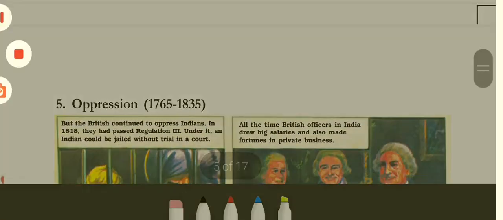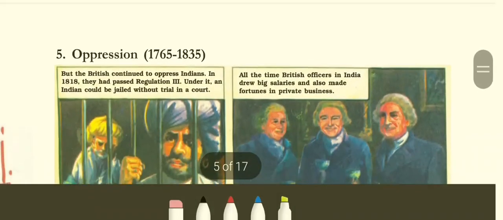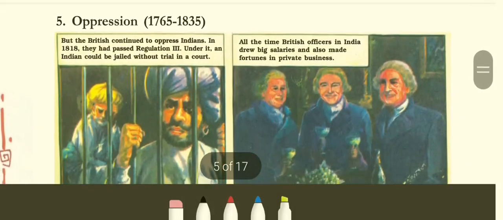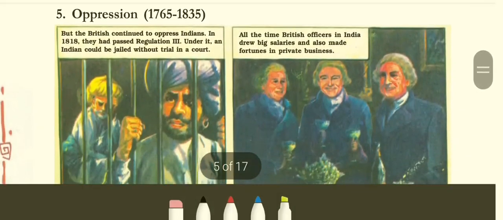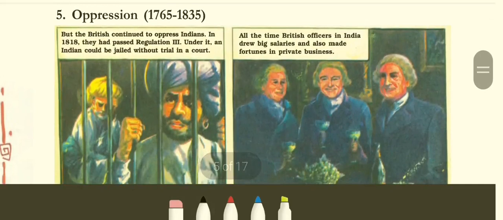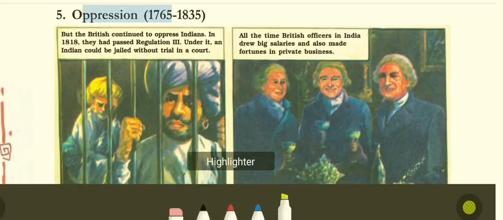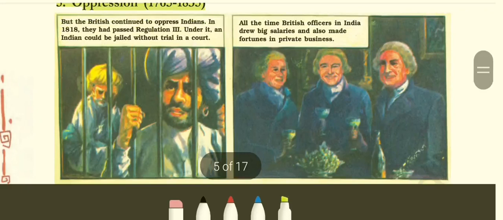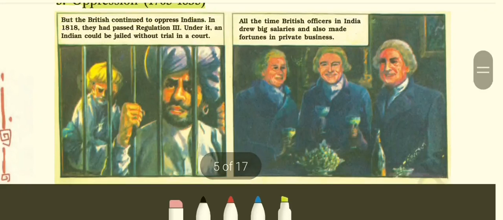Moving on to oppression now. To suppress someone, to forcibly make someone do something, isn't it? To not allow someone to speak freely is what suppression is. It took place from 1765 to 1835. Where is it? Let's find out. But the British continued to oppress Indians.